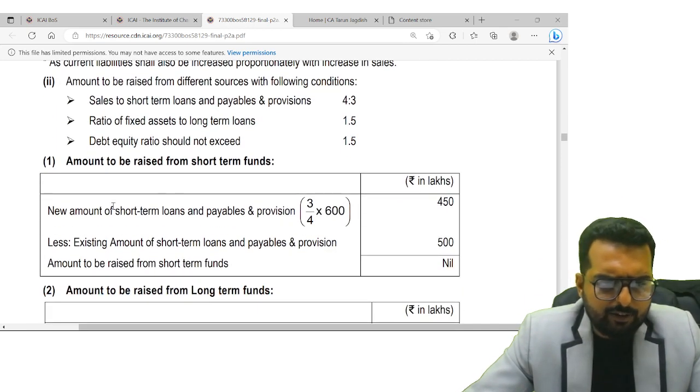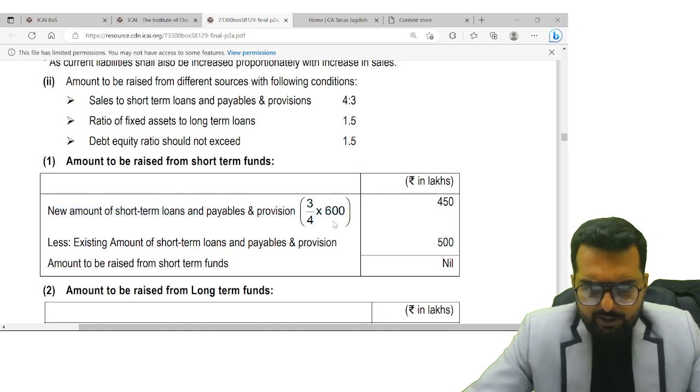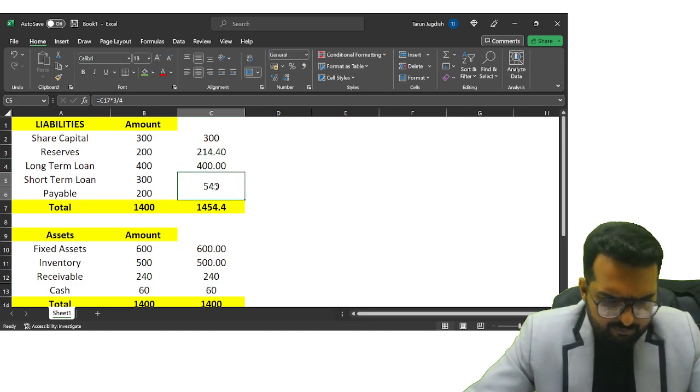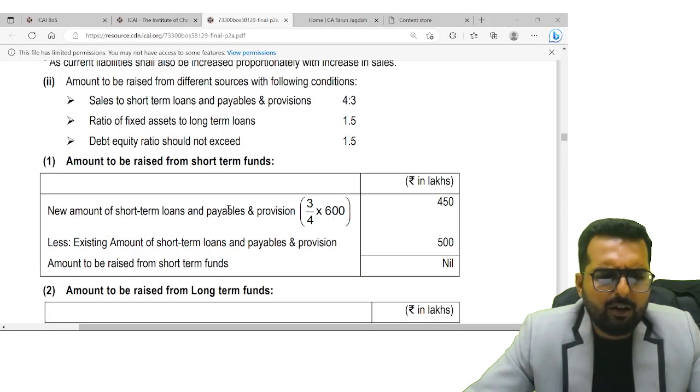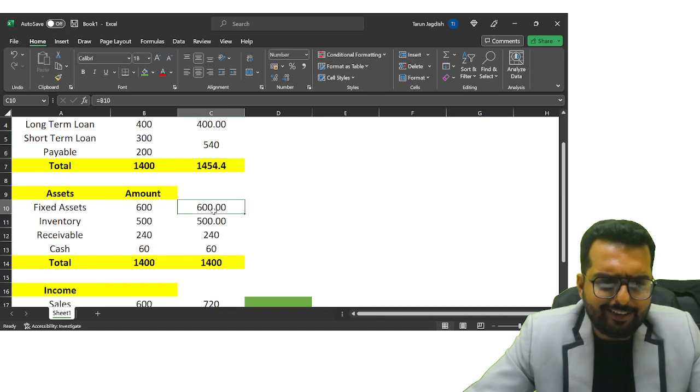Correct. They have taken the new amount of short term loans and provisions as 3 by 4 into 600. I think we also did the same thing. No, wait. No, we got 540, sir. Okay, wait. The sales to short term loan and provision ratio should be 4:3. So 3 by 4 into 600.